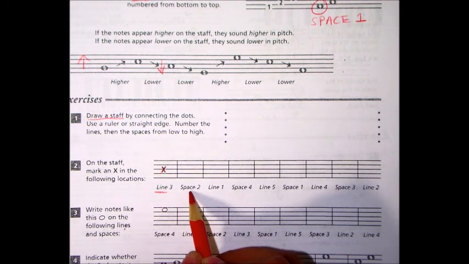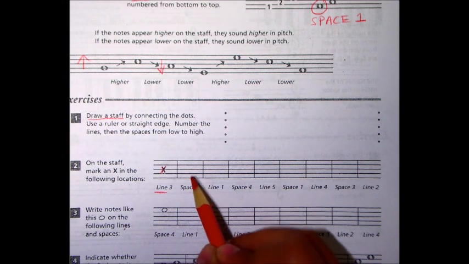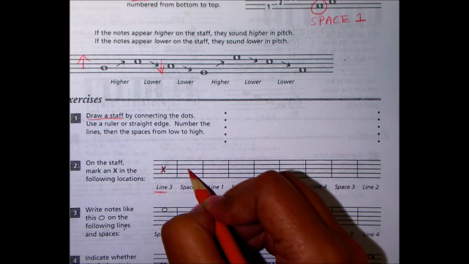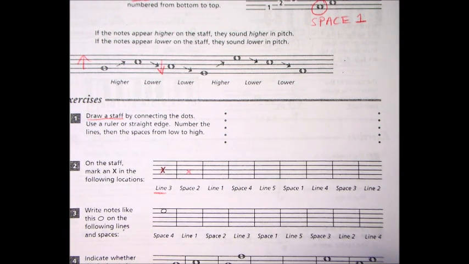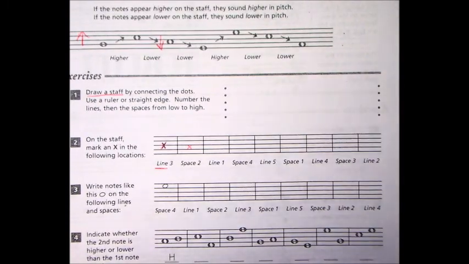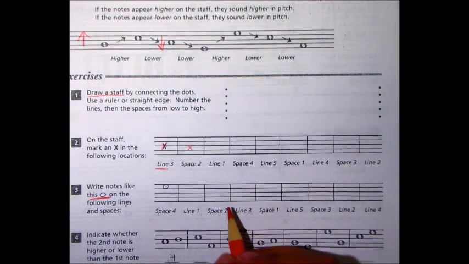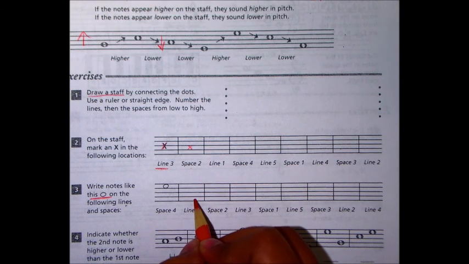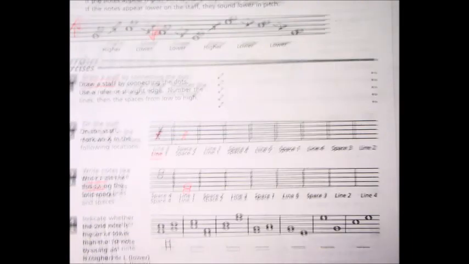Let's look at this one, space number 2. Okay, so we start from the bottom is what you guys keep on saying. And this is space number 1 in between the lines, and this is space number 2. So let me make sure I put my X right there in the space. Okay, and you keep doing that. For number 3, now instead of putting X's, you're putting a whole note. So line number 1, I'm counting from the bottom. That would be this very first line. Okay, and you do the same thing.